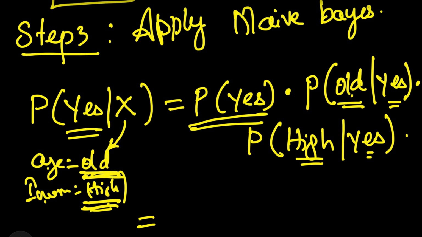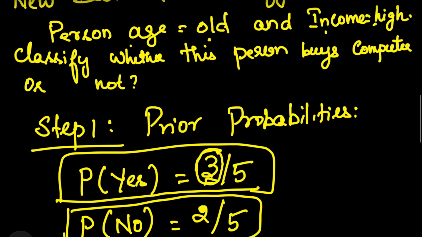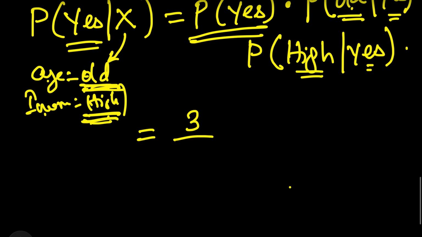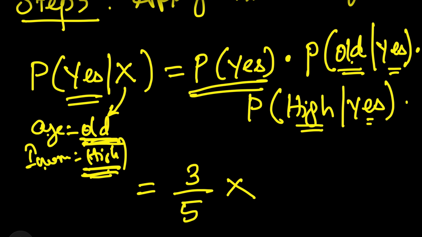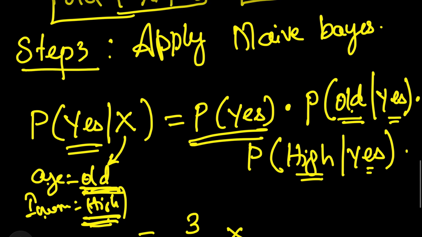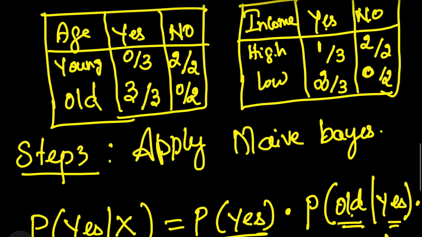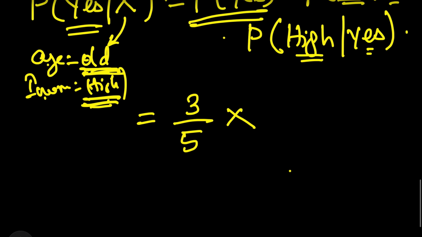Now what is P of yes? It is the prior probability. What is the probability here? P of yes equals 3 divided by 5. Let me take 3 by 5 into, what is the probability of old given yes and high given yes? This is already there in the likelihood probability table. So we have to check it. Old given yes, we have old here, old given yes. Right? Its value is here, 3 by 3. 3 divided by 3.